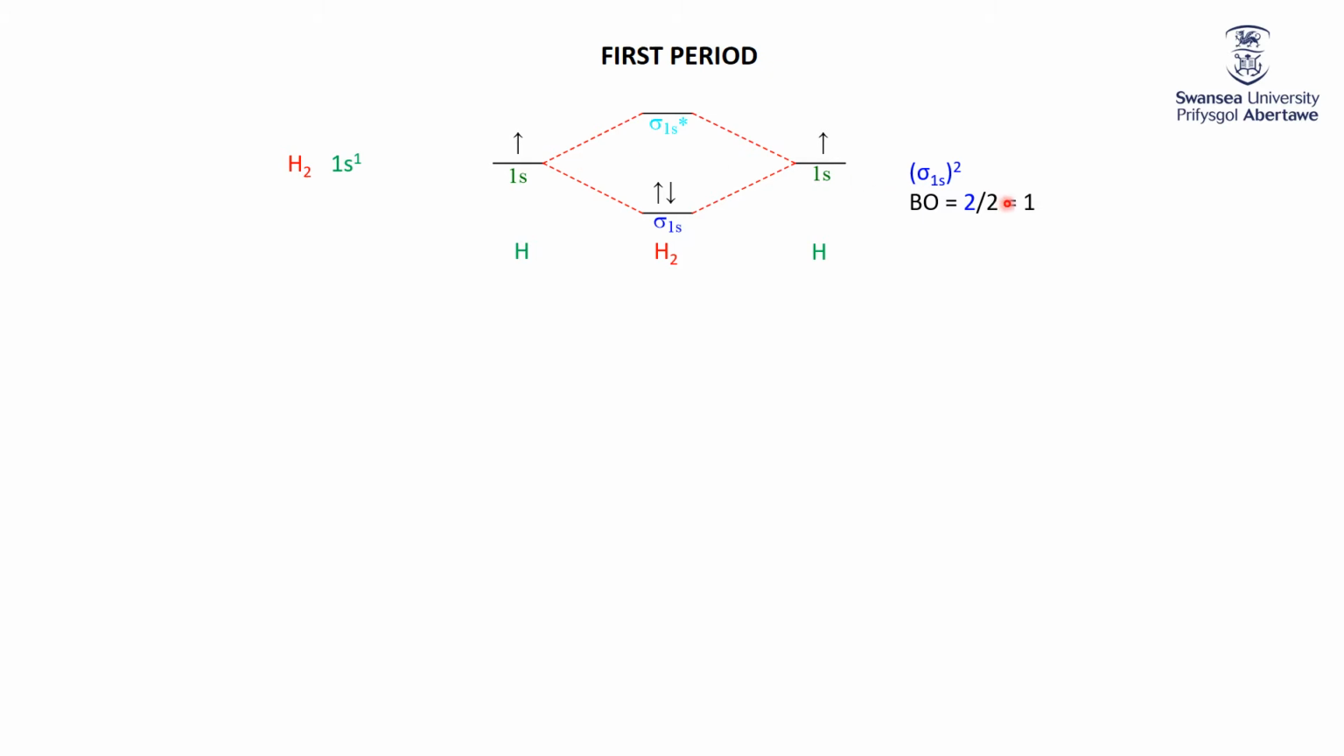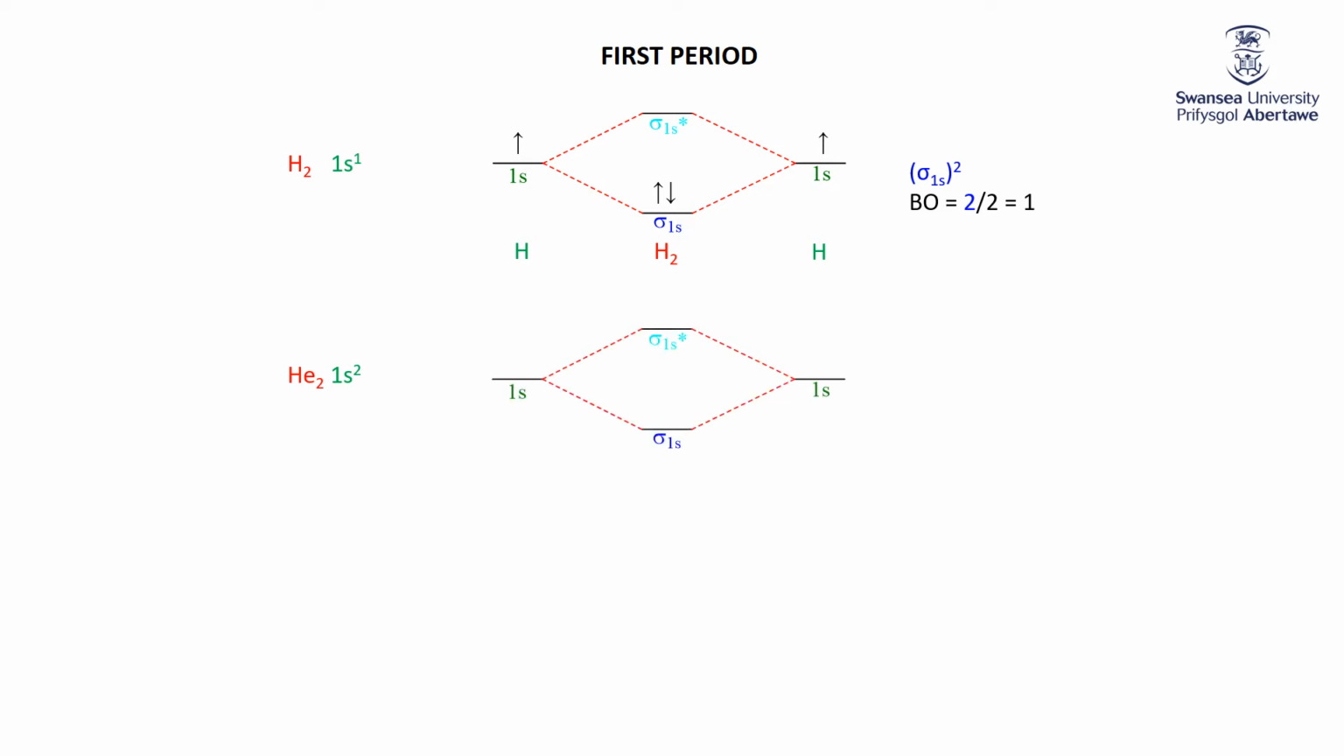MO theory predicts a single bond, as does everything else. Gee, you say, why the fuss? Well, now let's think about He2. You say there's no such molecule, is there? Because helium, 1s2, is happy. Well, let's apply our MO theory to the idea of He2.